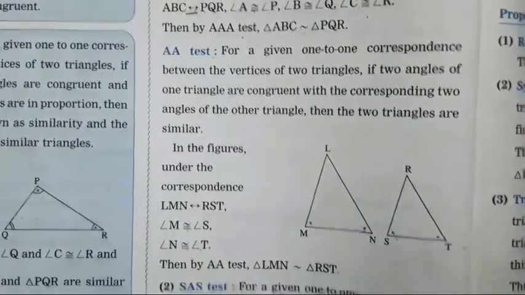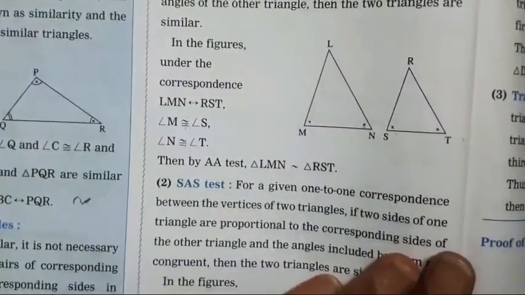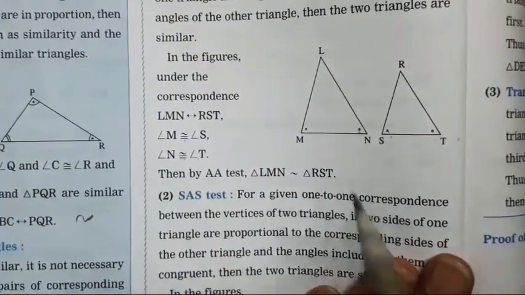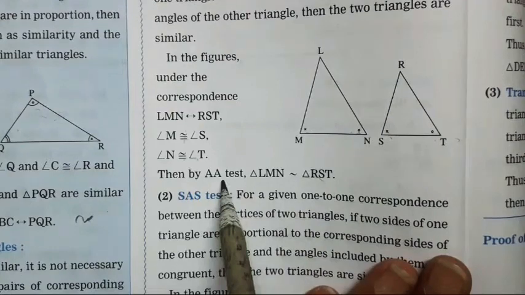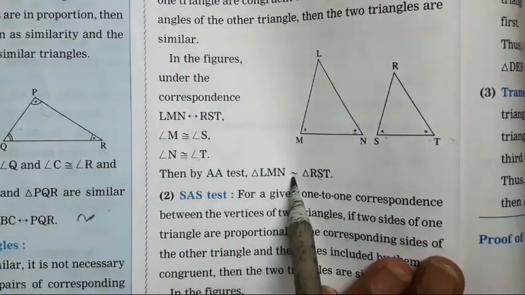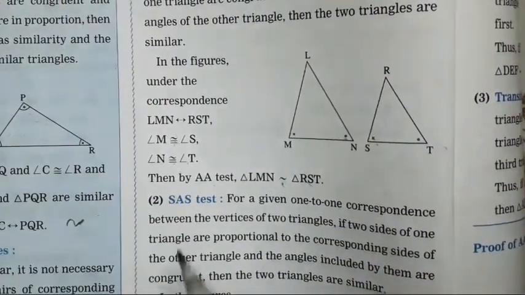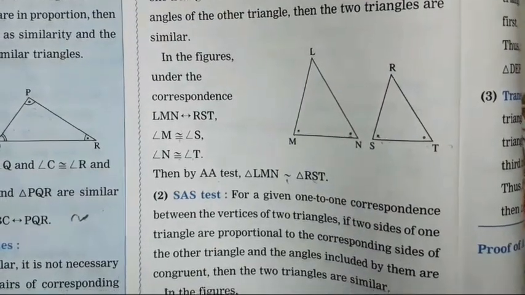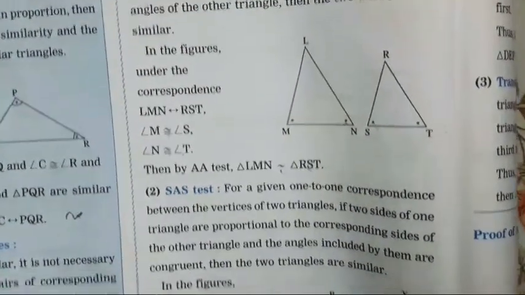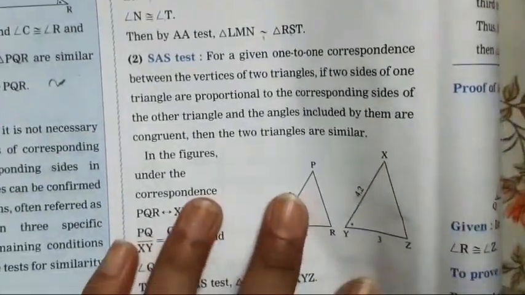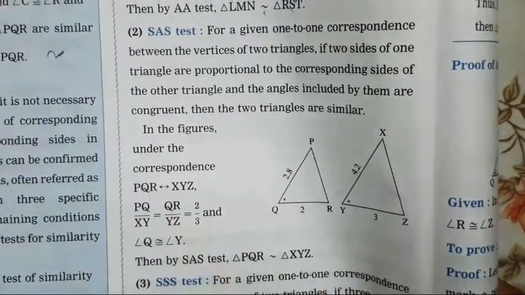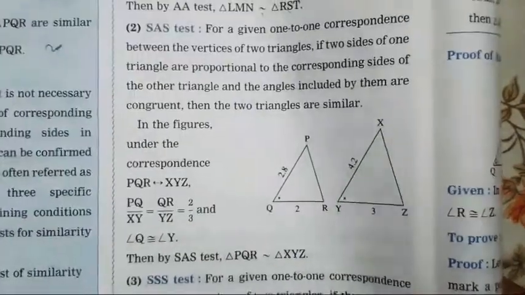Therefore, triangle LMN is going to be similar to triangle RST by the AA test. Okay, you all have to add the similarity sign. Clear? Now, the next test is the SAS test, the side-angle-side test. In this it is very easy.